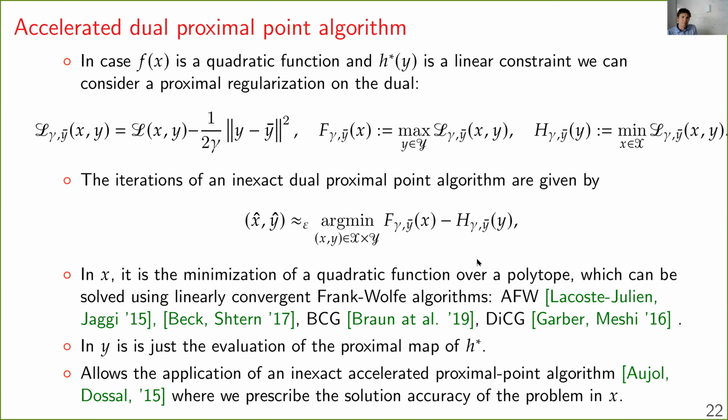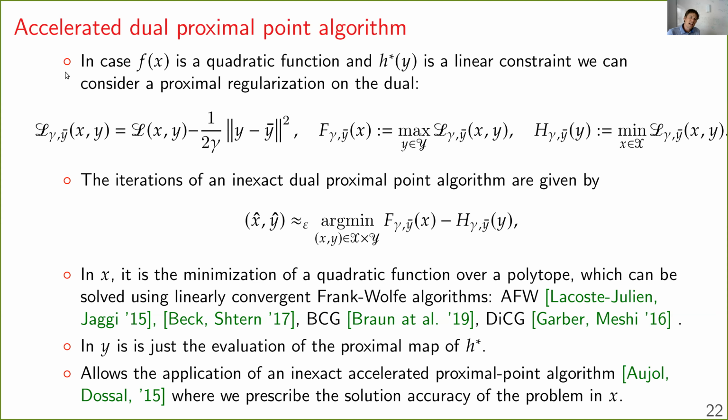So the first algorithm that needs a little bit more structure is an accelerated dual proximal point algorithm. In fact, it's a sort of a primal-dual algorithm, but you can write it down solely just on the dual problem.